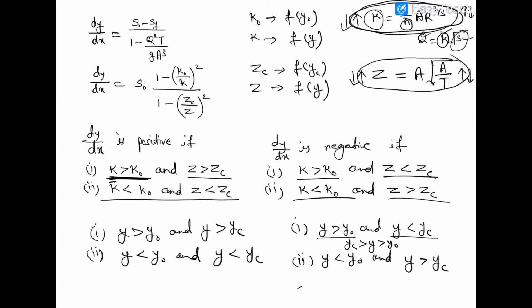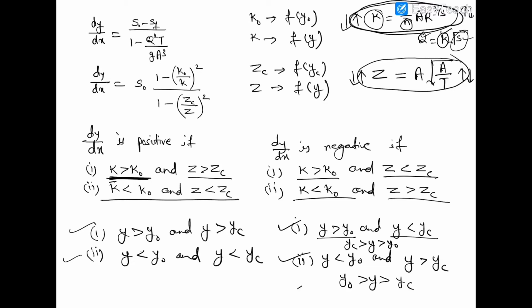In a similar way we can write y is greater than yc and y is less than y naught. So these are the conditions for which dy upon dx is positive in terms of depth of flow, and these are the conditions for which dy upon dx is negative.